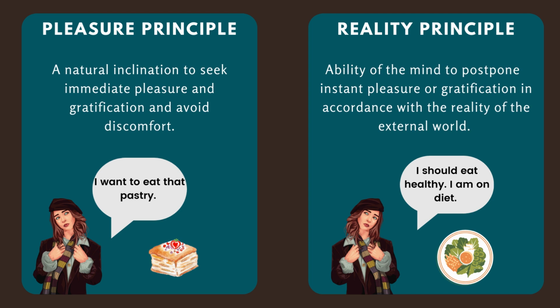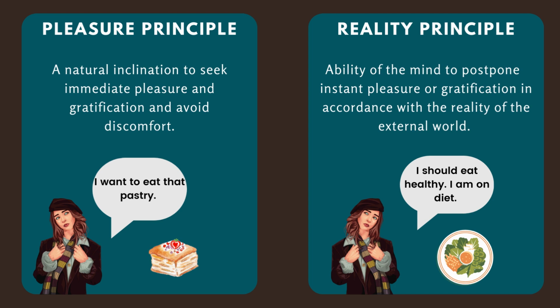The reality principle, on the other hand, is the opposite of the pleasure principle, because it is the ability of the mind to postpone instant pleasure or gratification in accordance with the reality of the external world. That means it is that part of our mind which considers the demands of reality. It is the recognition that not all desires can be met immediately. Our mind will have so many desires, but at one point we realize that everything cannot be fulfilled immediately. And sometimes one must work towards a goal, or we have to delay our gratification in order to achieve something.